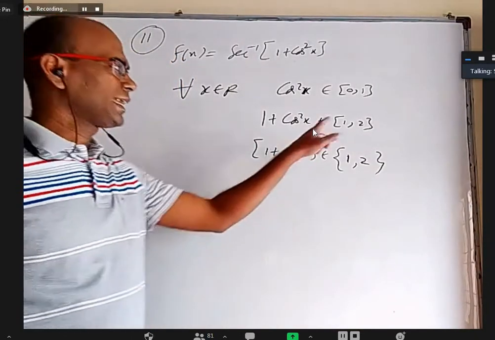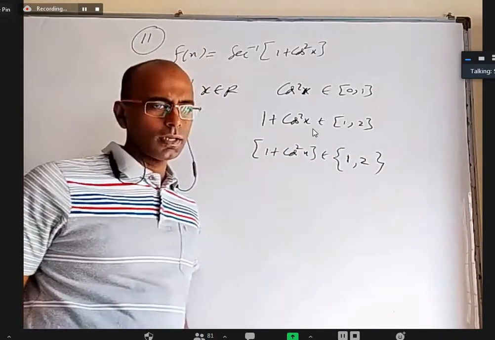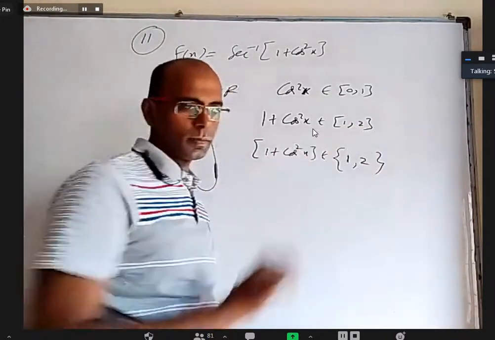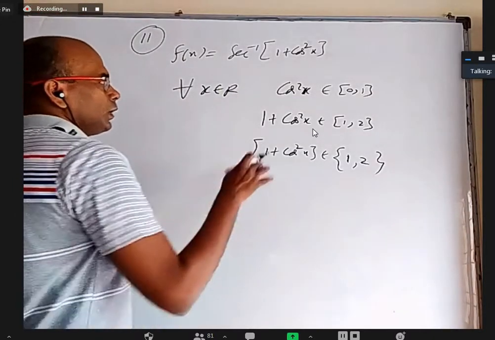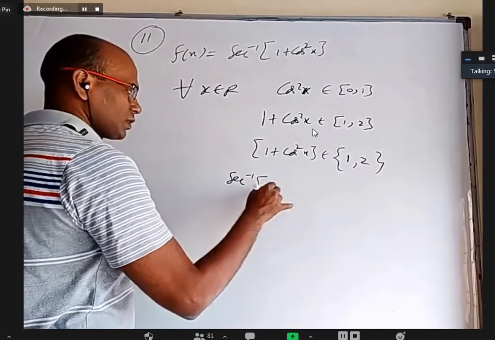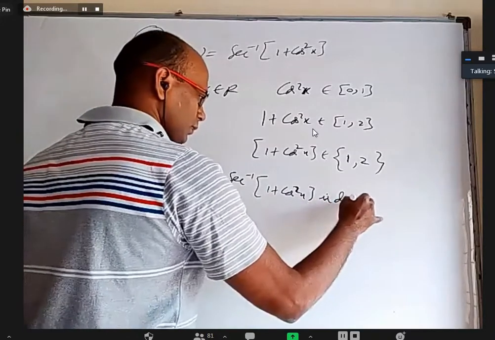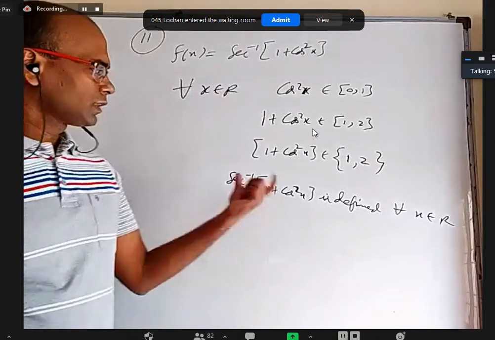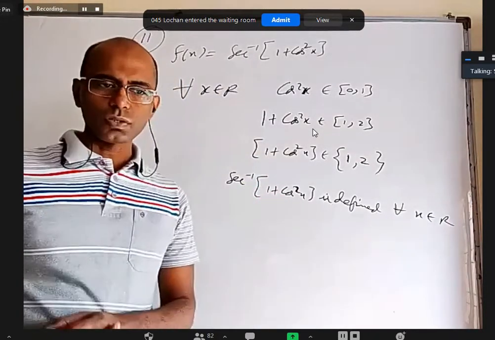You take any number 1, 1.2, 1.3, 1.9 up to 1.999. The integer part is 1, and for exactly 2, the integer part is 2. Now, secant inverse of 1 plus cos square x's integer part is defined for all x belongs to R. Whatever real number you take, this value will be 1 or 2. Secant inverse 1 is also defined. Secant inverse 2 is also defined.